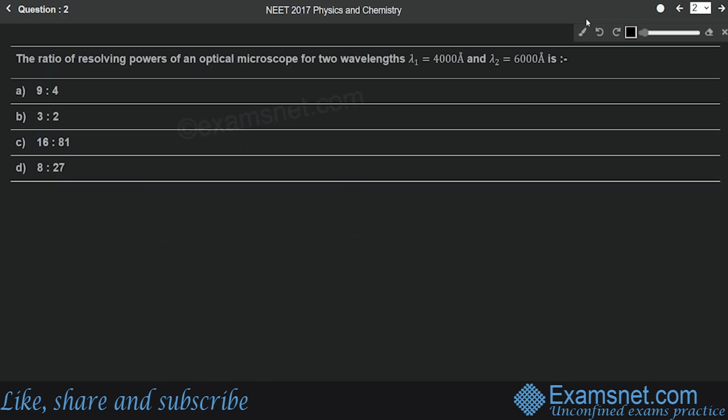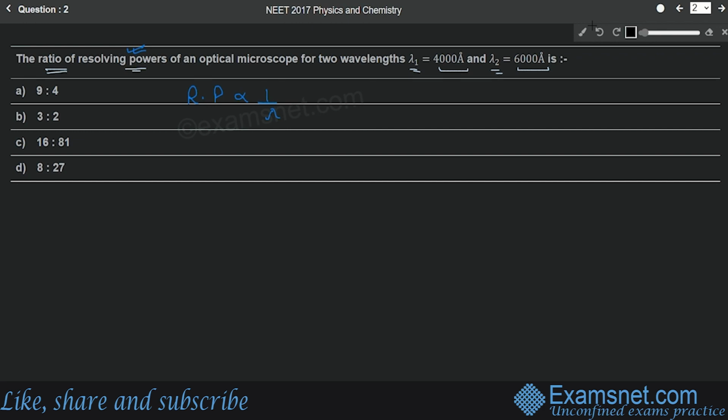Question number 2 is from the chapter Ray Optics and Optical Instruments, and the question is: the ratio of resolving powers of an optical microscope for two wavelengths lambda 1 equals 4000 angstrom and lambda 2 equals 6000 angstrom is? So there is a simple concept here. The resolving power of an optical microscope is inversely proportional to the wavelength.